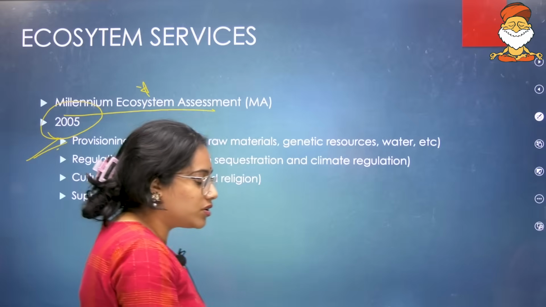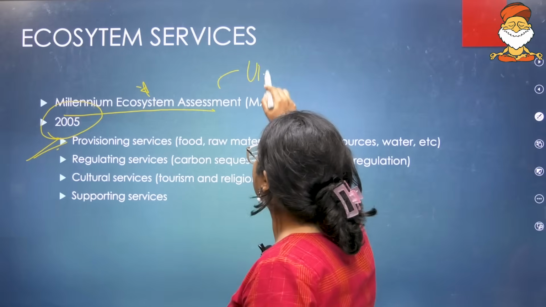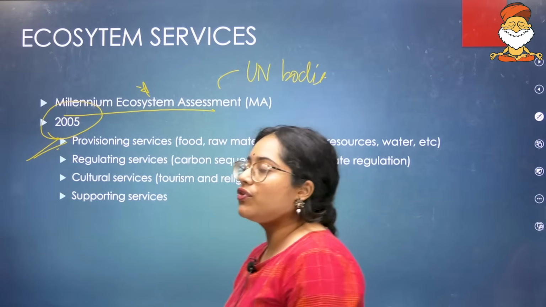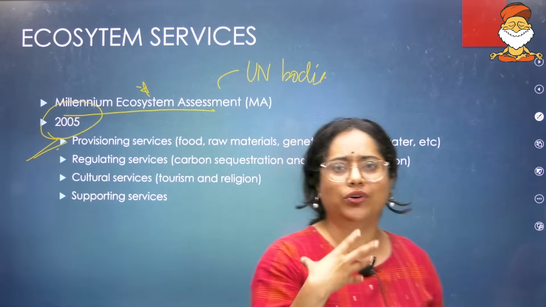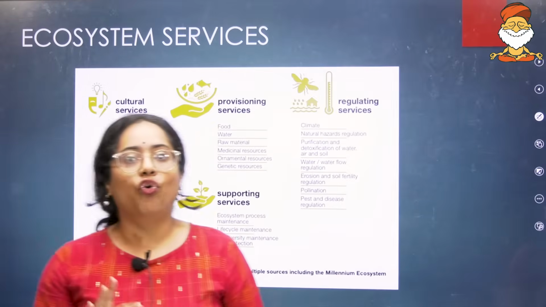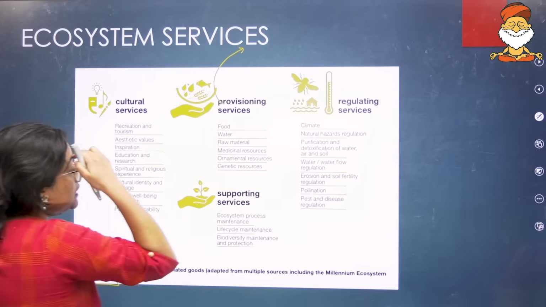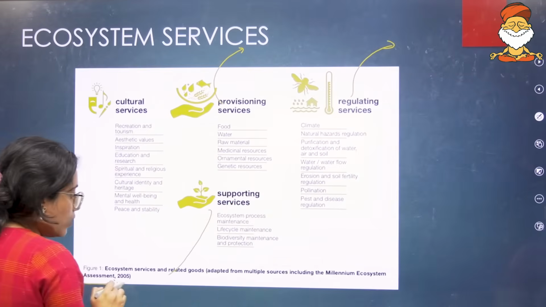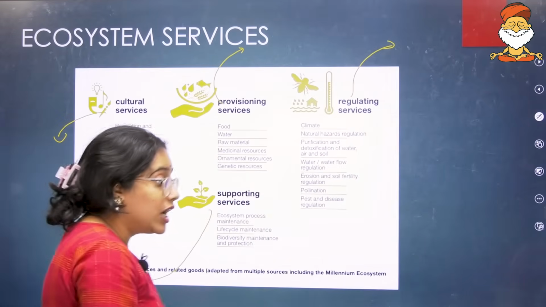So, the Millennium Ecosystem Assessment was undertaken by several UN bodies together, and what they came up with is, we have to divide all the ecosystem services based on what we are getting out of it, what is the value of it, etc. And they divided it into 4 major categories. There's something called provisioning services, then there is regulating services, supporting services, and cultural services. So let's have a look at it.